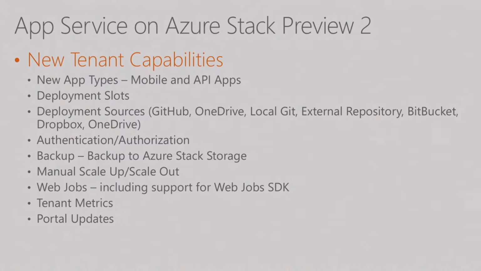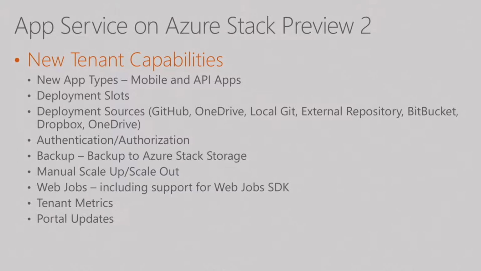Deployment slots. So App Service has this capability where you can set up multiple slots for your app and deploy to those. So you could have a staging, a UAT, a development, and then we also have the ability to auto swap and swap between each so that you can have a continuous delivery pipeline.